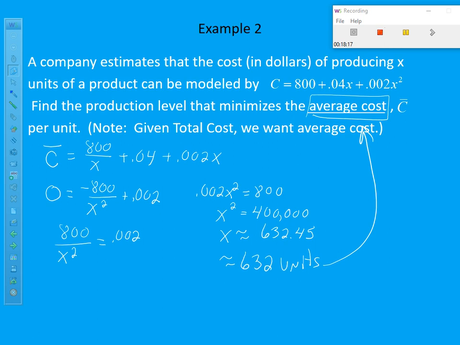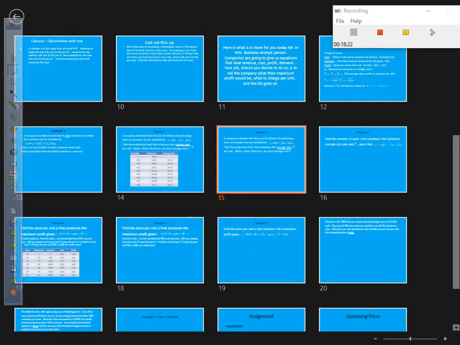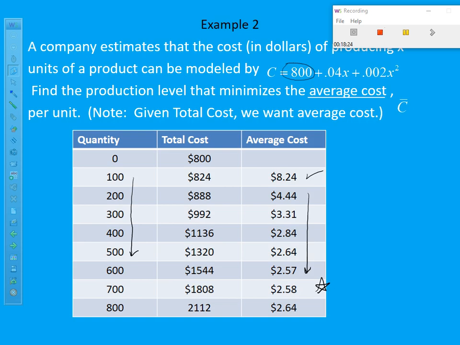And guys, if you look back at the chart that I made a second ago, it looks like around 600 my price started going back up. So I knew my answer is going to be somewhere between 600 and 700. So that makes a ton of sense to me.